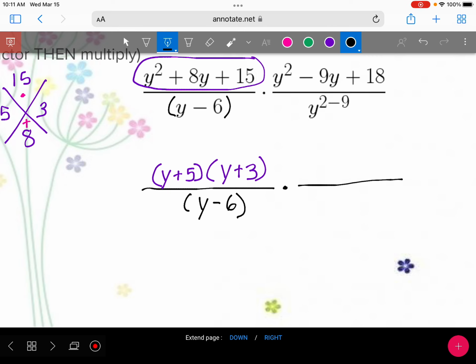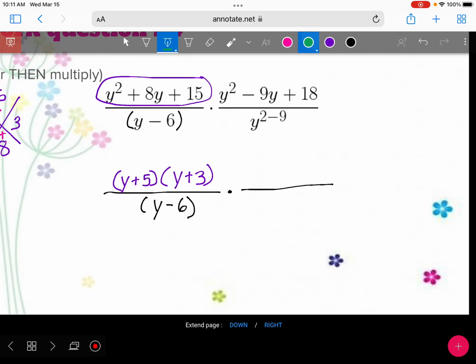We're multiplying, so we're going to keep everybody in the same order. It doesn't matter which one goes first. Correct. If you put y plus 3, y plus 5, that's totally fine.